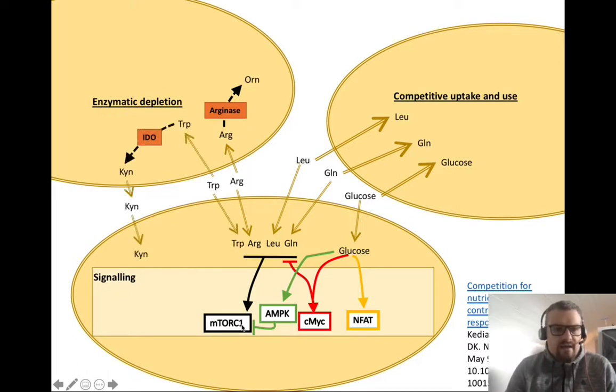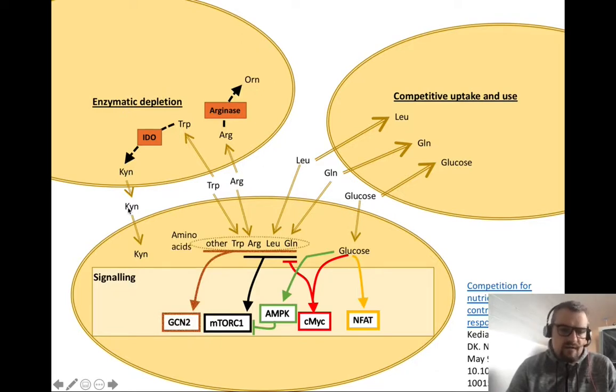Another example of enzymatic depletion of a nutrient is IDO, which depletes levels of tryptophan in the tumor microenvironment, converting it into kynurenine. This is a particularly interesting pathway because depletion of tryptophan has implications for the immune cells, but kynurenine is also an inhibitory molecule that can itself control immune cells.